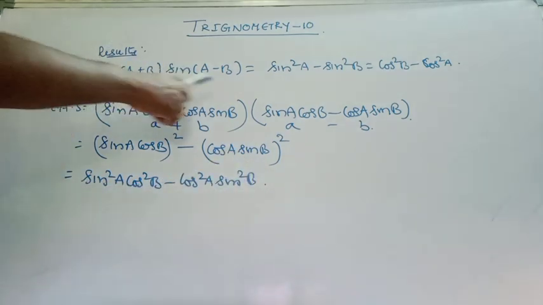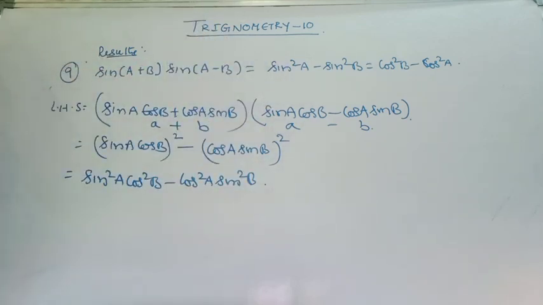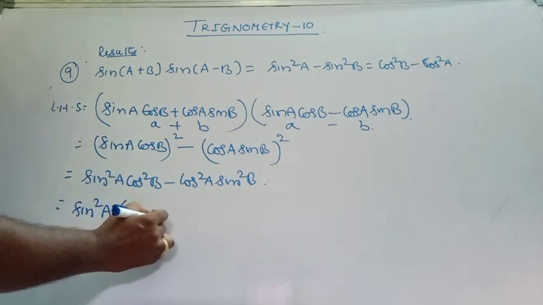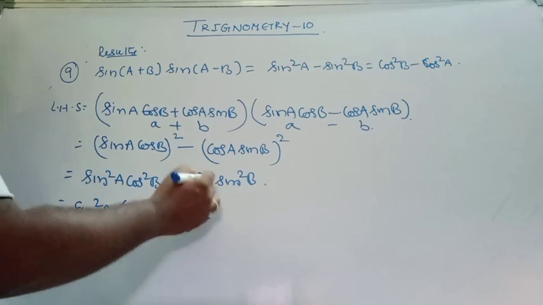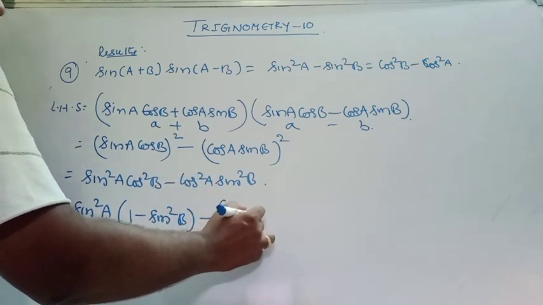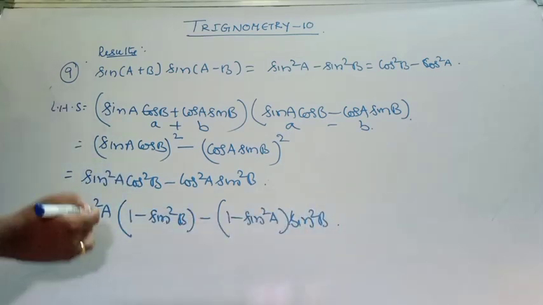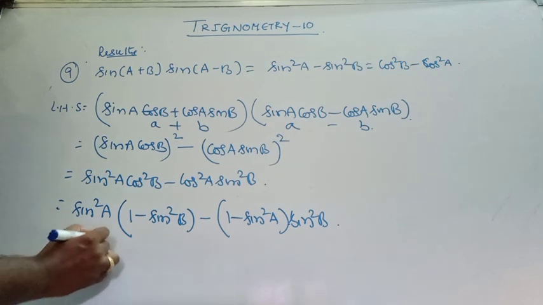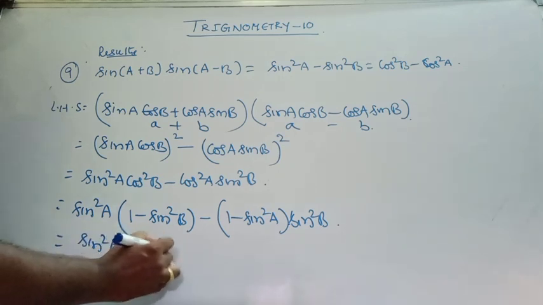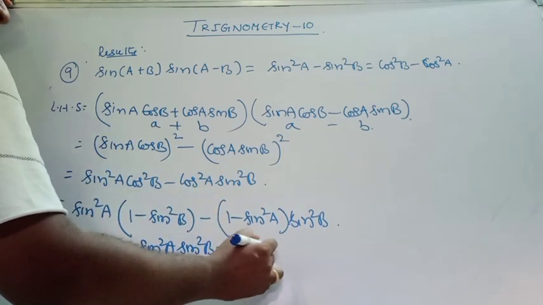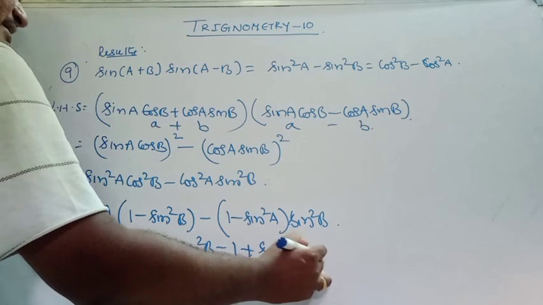But we have this result, the first result is purely in terms of sine. That's why let us try to convert that into sines, right? Here you see, this is now sin square A, cos square B, we write it as 1 minus sin square B, like this, minus cos square A, we write it as 1 minus sin square A into sin square B, like this. Now this becomes sin square A minus sin square A into sin square B. Minus 1, minus into minus, plus sin square A sin square B, like this.